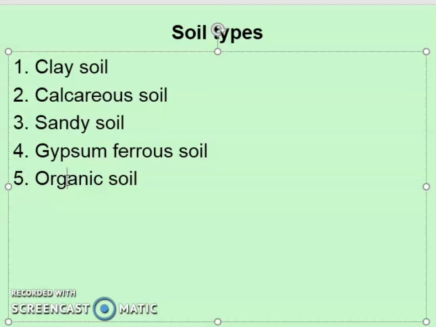I will do a skimming for each type. I will just give you a hint for each type of soil, and we will explain each type in a separate lecture.